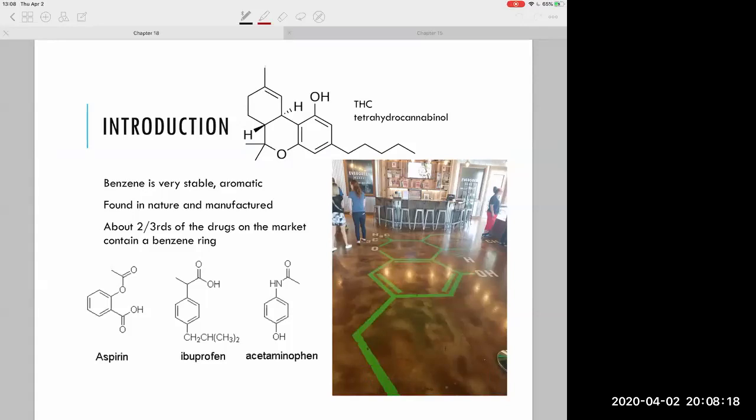It is prevalent in biochemistry by quite a bit. As it's noted here, this is a pretty crazy fact, but two-thirds of drugs that are on the market right now contain a benzene ring. We know because we worked on it in lab. So many of the organic chemistry experiments that we've done, we've been using compounds that have benzene rings in them.